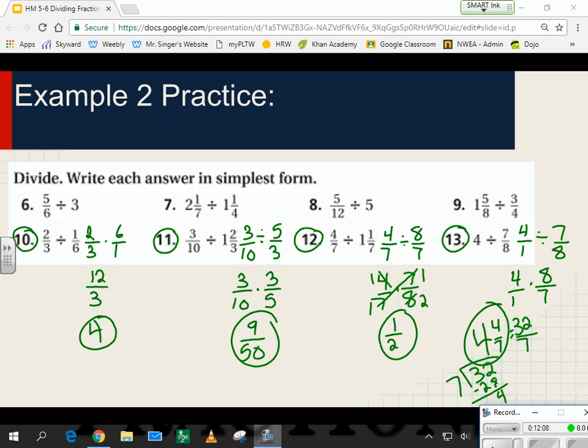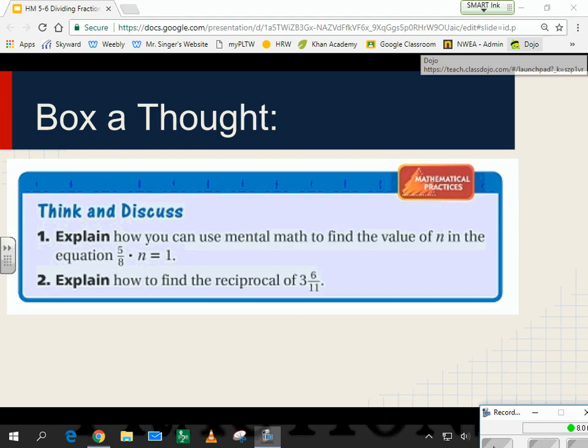And we have 4 more problems up here that if you need extra practice, you and I can go through together if need be. All right, we are now on to our box of thought. Give me an answer to these 2 problems.